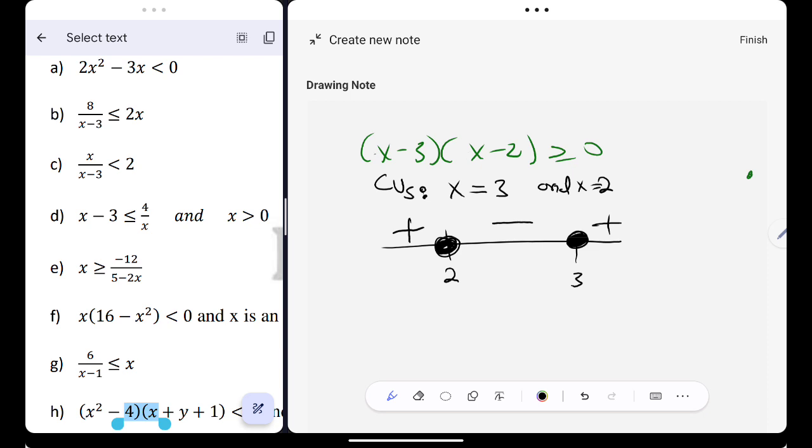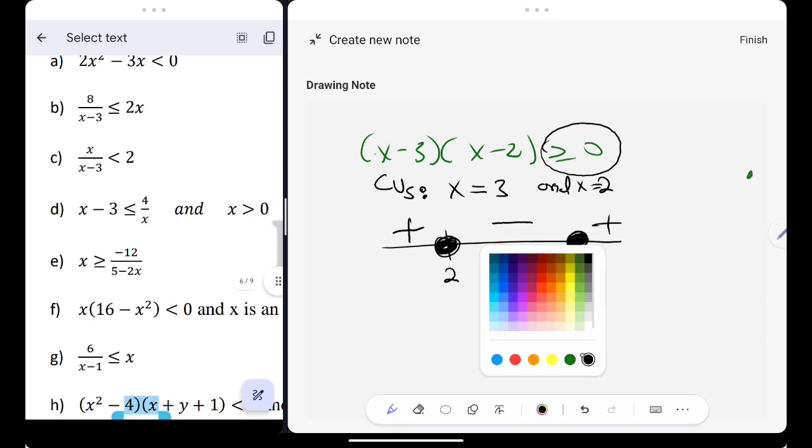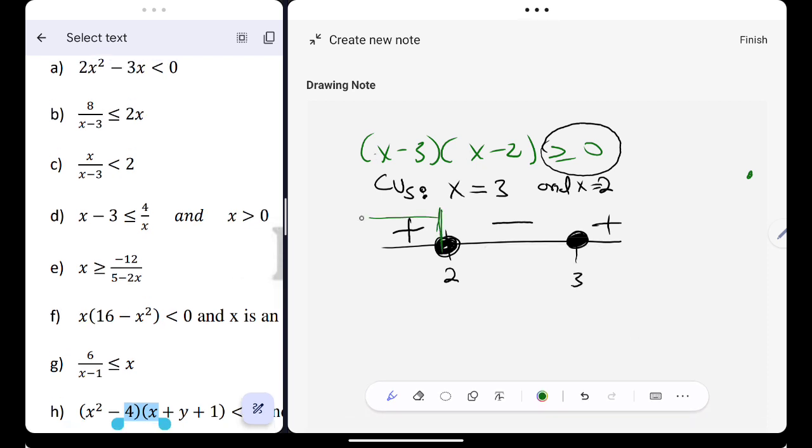Why do I do that? Because I want to find my solution. So I was asked to find the values of x where this thing is positive, greater than 0. Where is it greater than 0 on my number line? From here to the left and here to the right. So my answer will be just x is less than 2 or x is greater than 3.